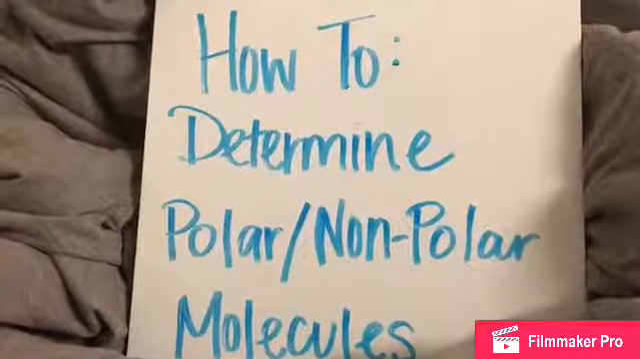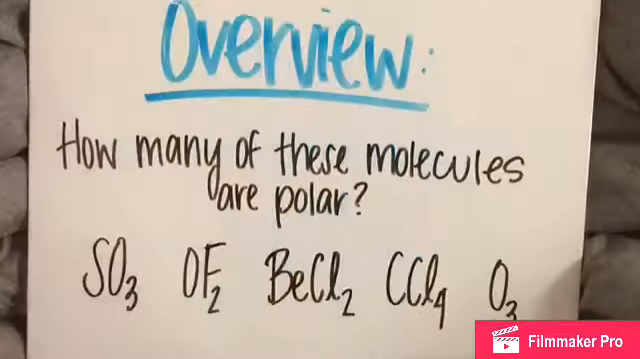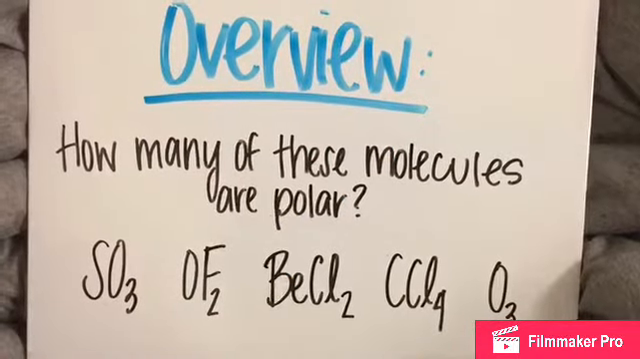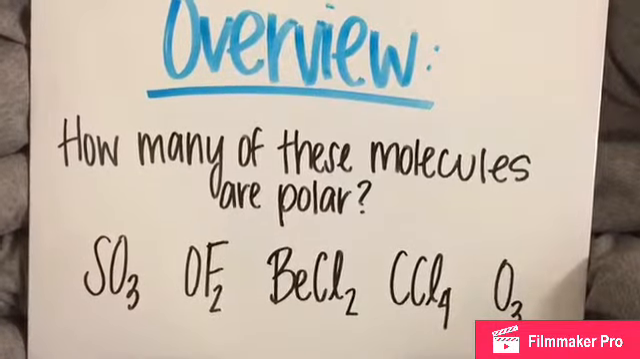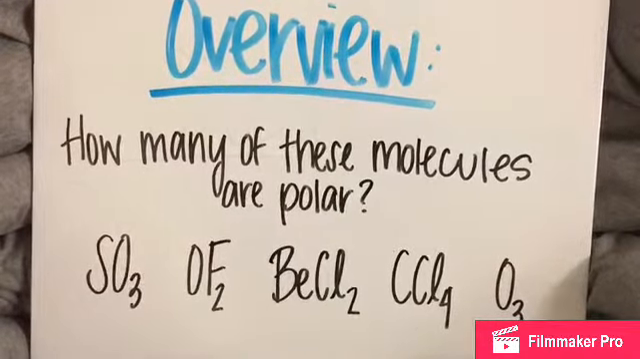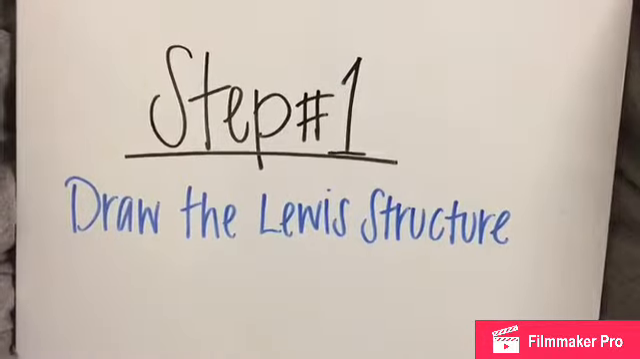Today we will learn how to determine polar and nonpolar molecules. First, let's take a look at our question and how we would go about solving the question. We're asked, how many of these molecules are polar? The first step would be to draw the Lewis structure for the molecule.